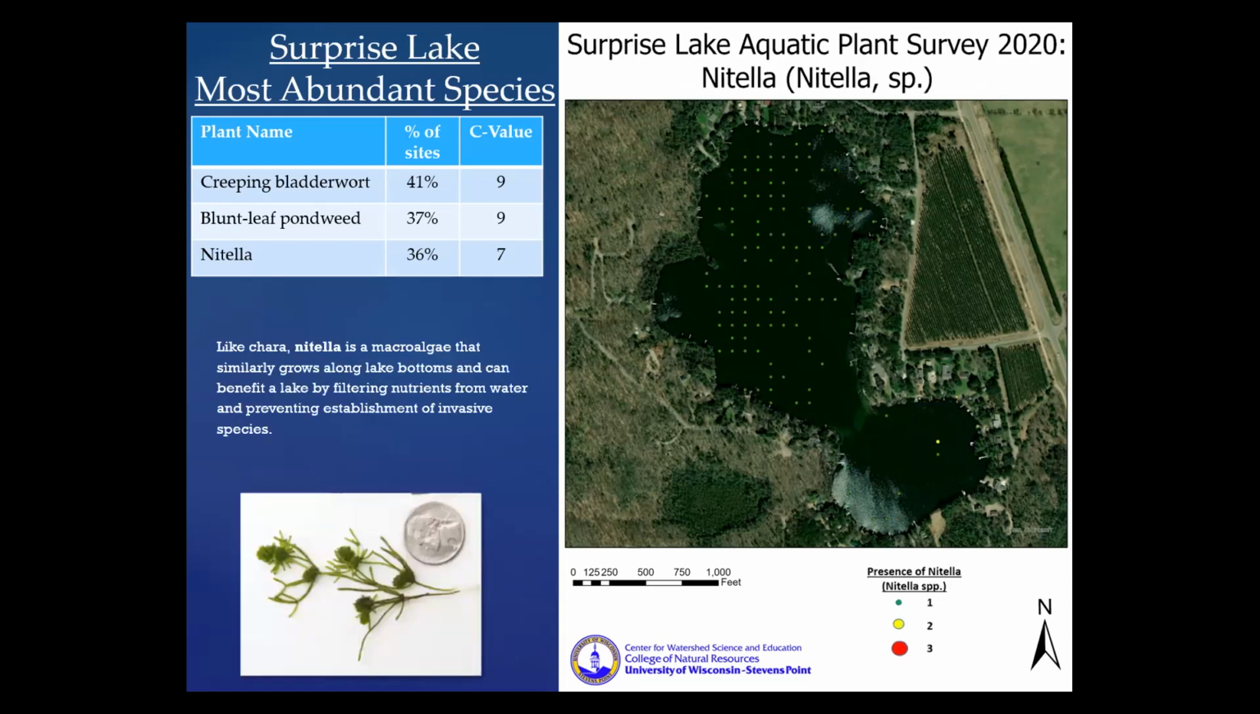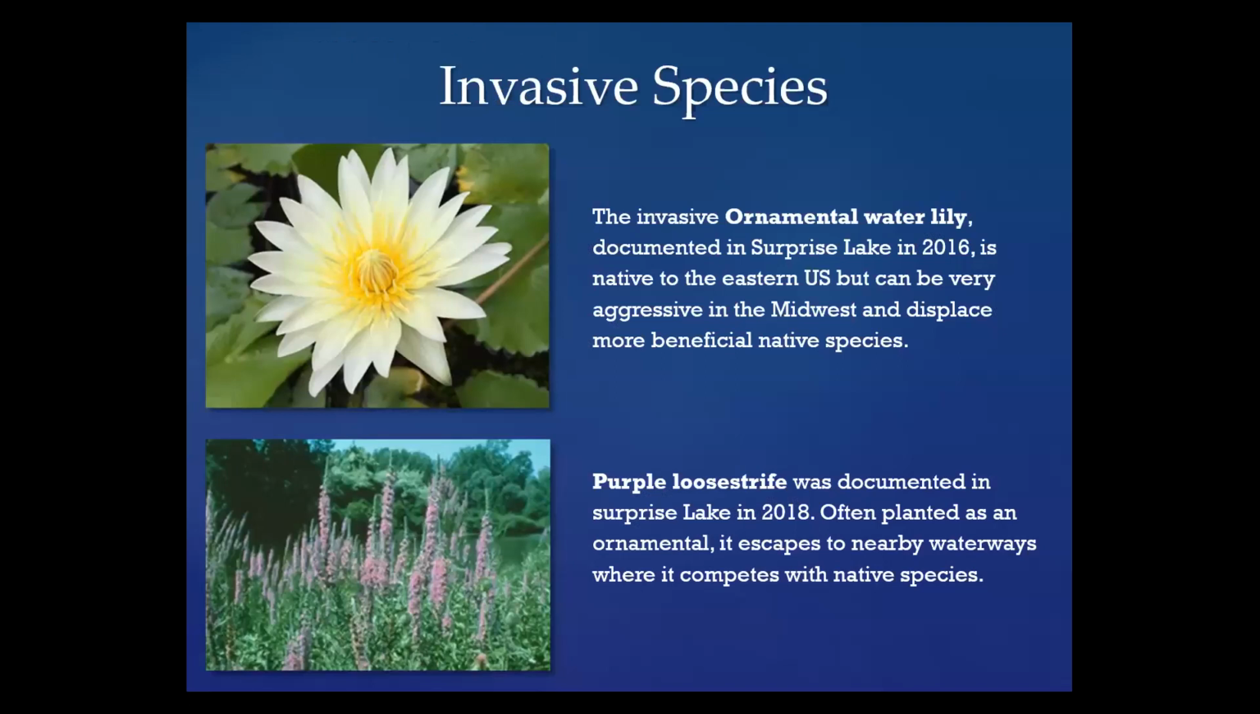And then a third of the sites also had Nitella, which is technically a macroalgae, not a plant, not a macrophyte, if you will. But it's a great plant to have. It loves to suck the nutrients and loves to suck the oxygen out of the water column. So it's a good one to have around.